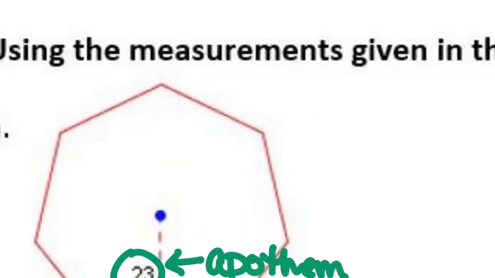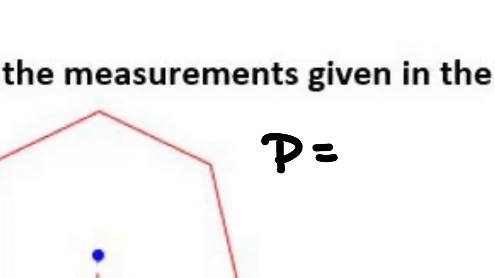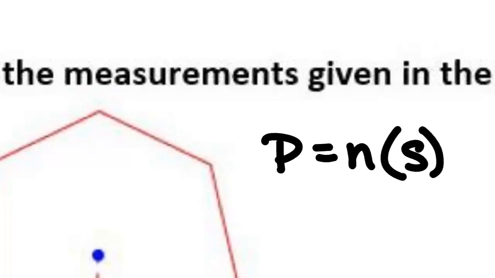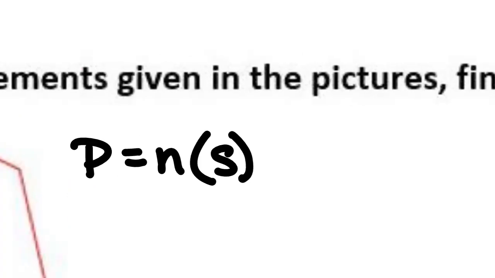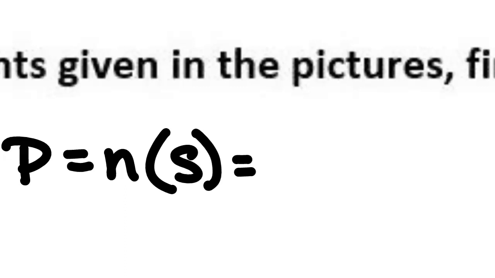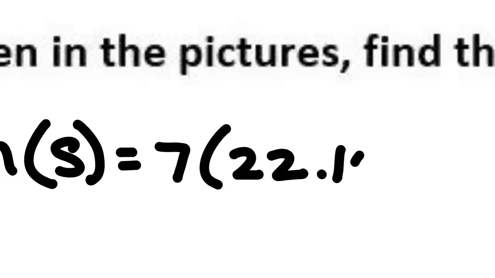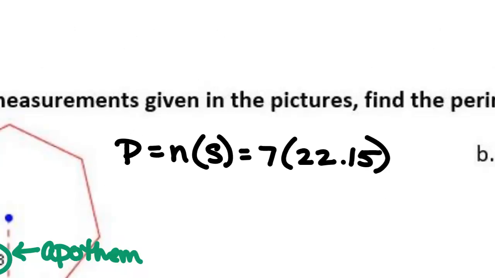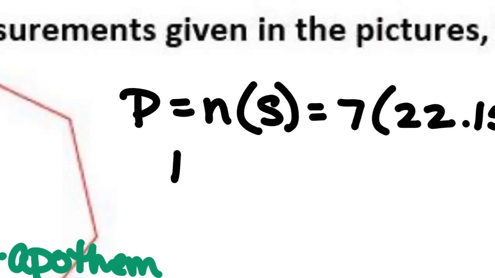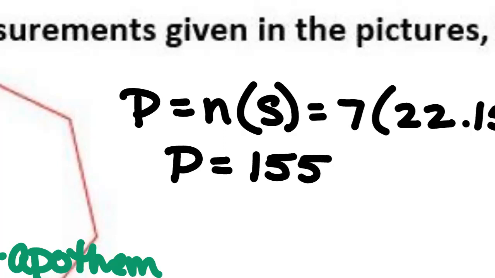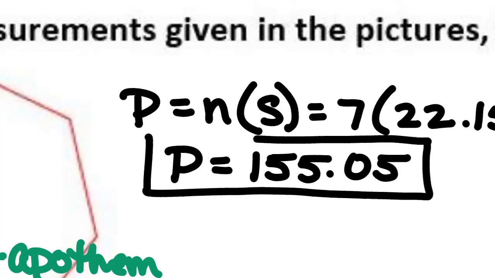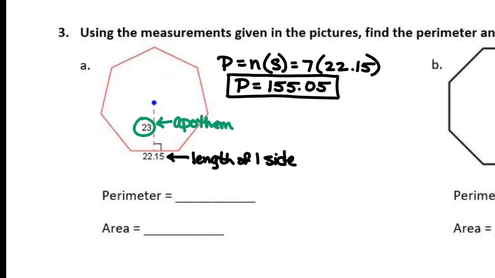So first thing we're going to find is the perimeter. Perimeter is equal to the number of sides times the length of one side. How many sides does this first figure have here in part A? 7 sides. And each side is 22.15 units long. So we're going to take 7 times 22.15. And that gives us a perimeter of 155.05. No need to put units with that because they did not give us any units in the problem.